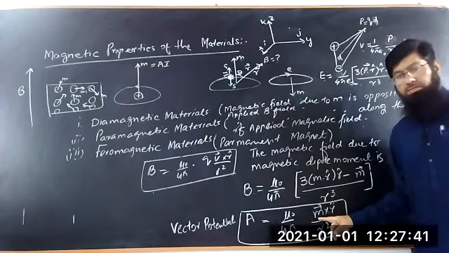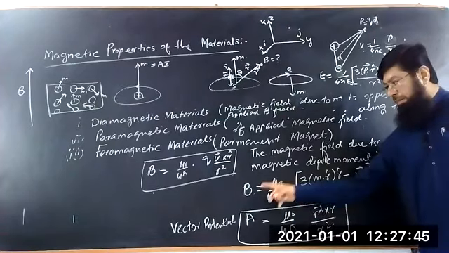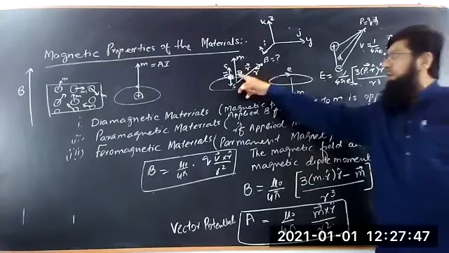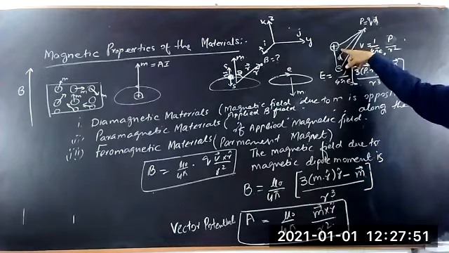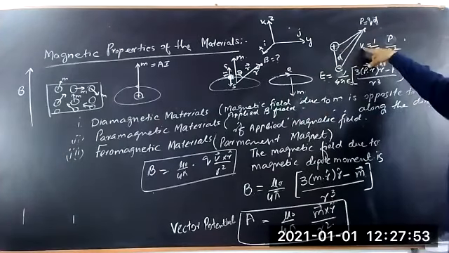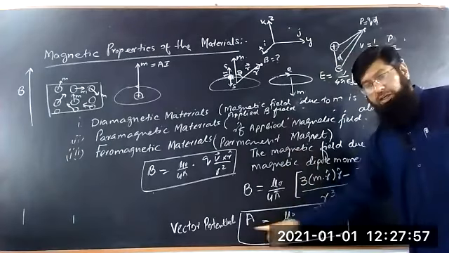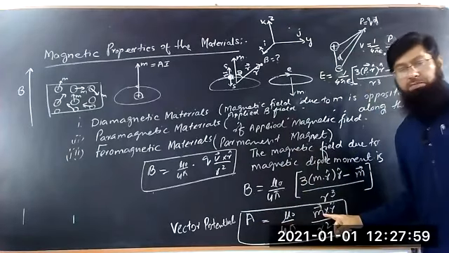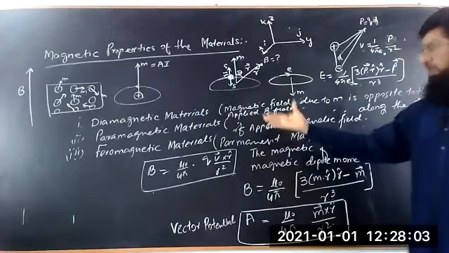So these are almost two similar things: the magnetic field due to the magnetic dipole is similar to the electric field due to the electric dipole. Similarly, the electric potential is due to the electric dipole, and the vector potential is due to the magnetic dipole. So these are the basic fundamental properties of the material.